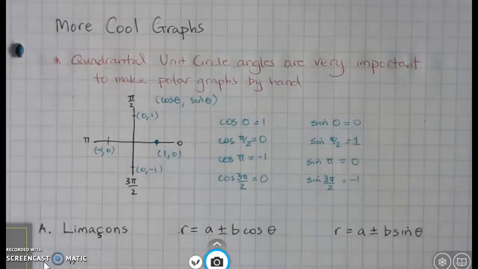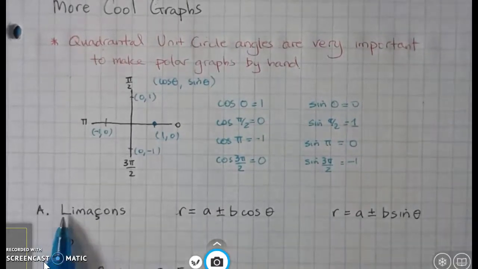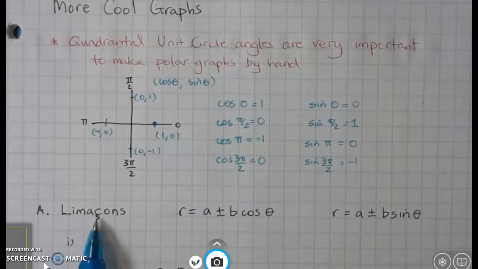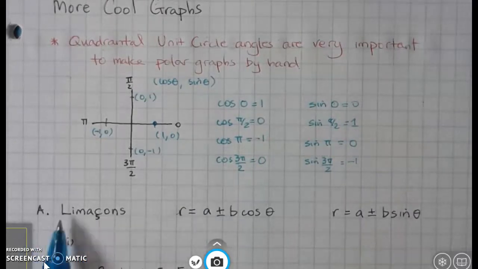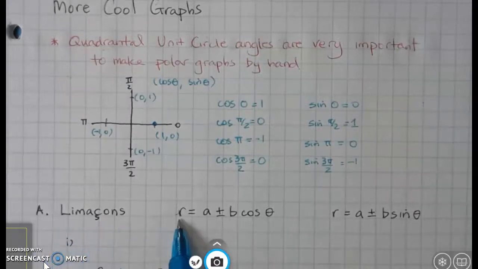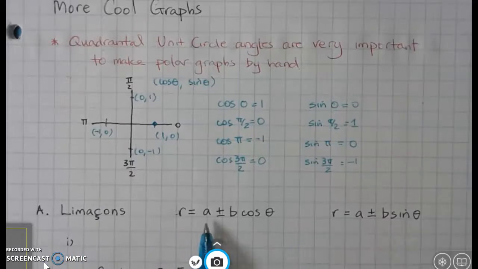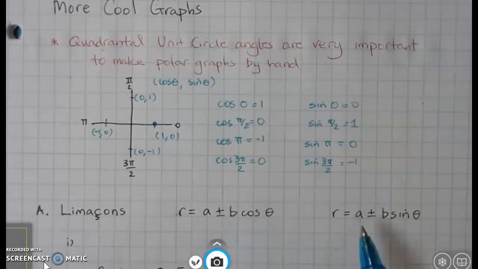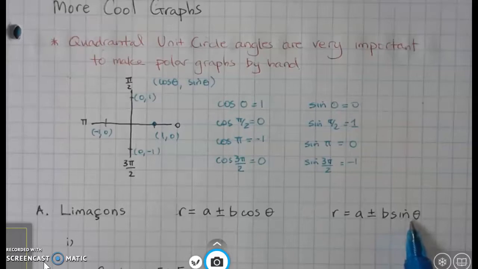Now we're going to be tackling the polar graphs, as I mentioned. The first category of graph is what we call limaçons. This is a French word with a little accent at the bottom. The structure of the equation for this polar graph is r equals a plus or minus b cosine of theta, or r equals a plus or minus b sine of theta. It can be either cosine or sine.